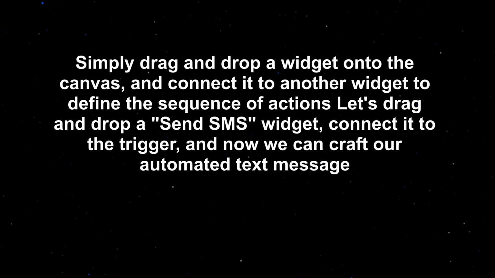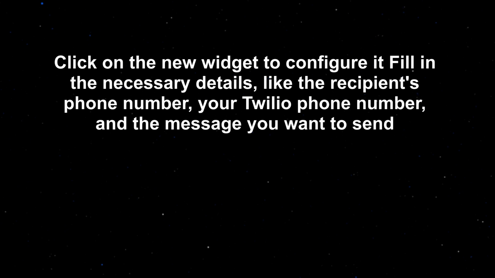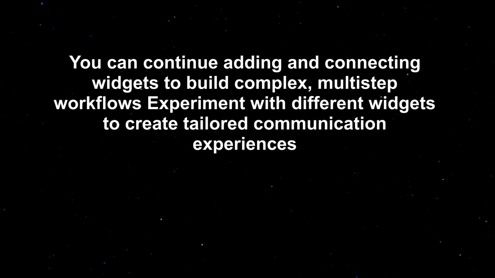Simply drag and drop a widget onto the canvas and connect it to another widget to define the sequence of actions. Let's drag and drop a send SMS widget, connect it to the trigger, and now we can craft our automated text message. Click on the new widget to configure it. Fill in the necessary details, like the recipient's phone number, your Twilio phone number, and the message you want to send. You can continue adding and connecting widgets to build complex, multi-step workflows.